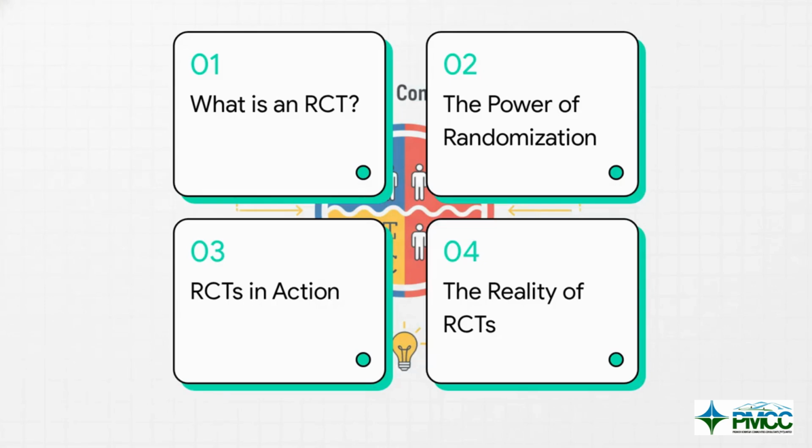So, to give you the full picture, we're going to break this down into 4 key parts. First, we'll get on the same page and define exactly what an RCT is. Then, we'll unpack the real magic behind randomization. After that, we'll get practical and look at how these are actually implemented in the field. And finally, we'll have an honest chat about the realities of using them, the good, the bad, and the challenging.